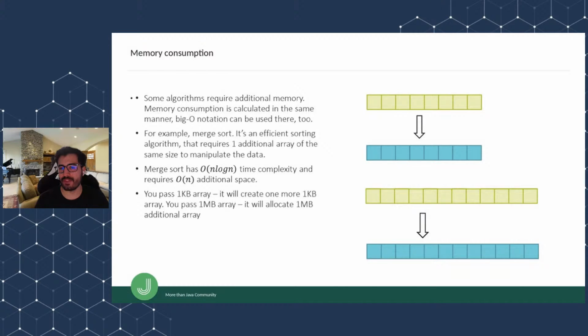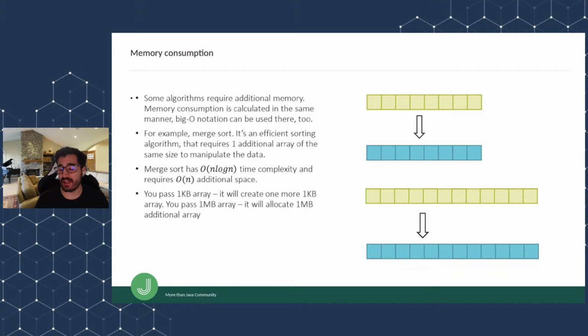rectangles you see here, the green squares, sorry. Then the resulting one, the sorted list in this case, will be the blue one. But this blue one is a newly created data structure that is created by the merge sort. This means it's an additional resource that the merge sort creates to be used for sorting this list. The merge sort has a performance of O(n log n) time complexity and requires O(n) additional space. And that's what it means.